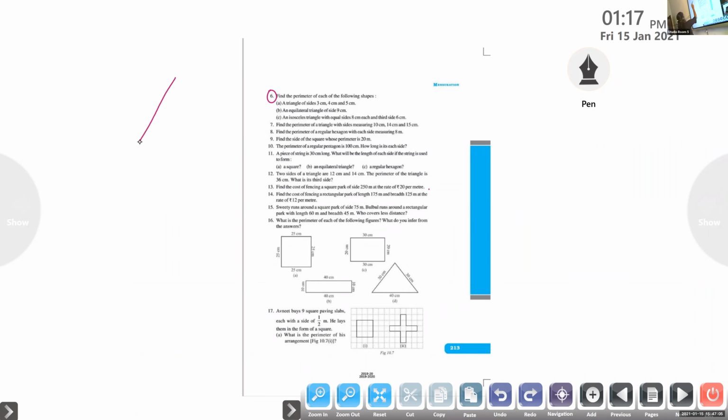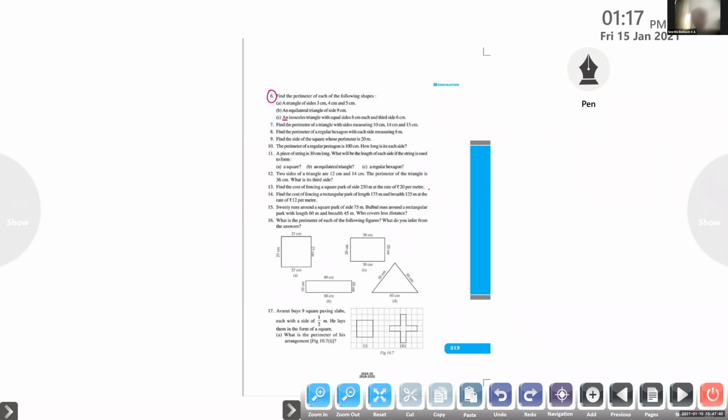The second question is an equilateral triangle with side 9. It has a special formula we have already studied. If it is a regular shape, according to the number of sides, we multiply by the number of sides. There are three sides, so the answer is 3 into 9, which is 27, since it is an equilateral triangle. Clear?